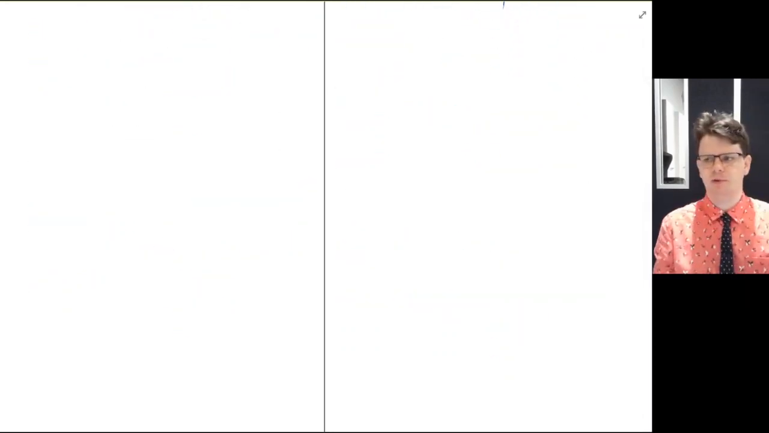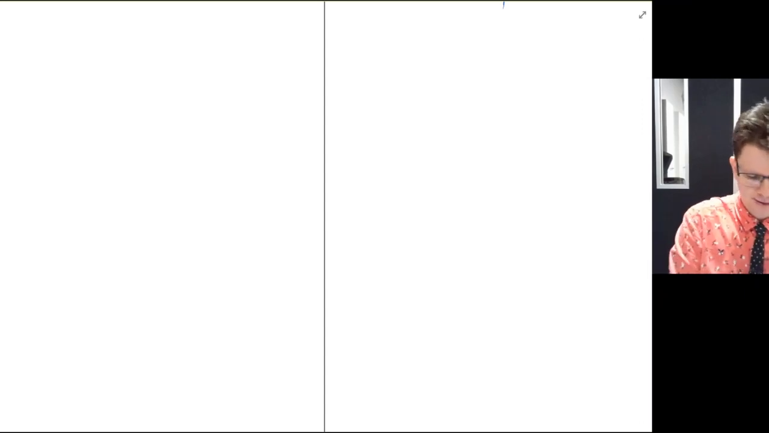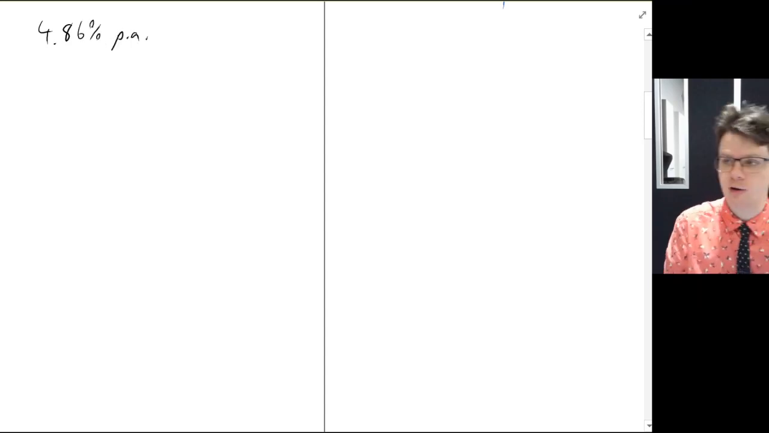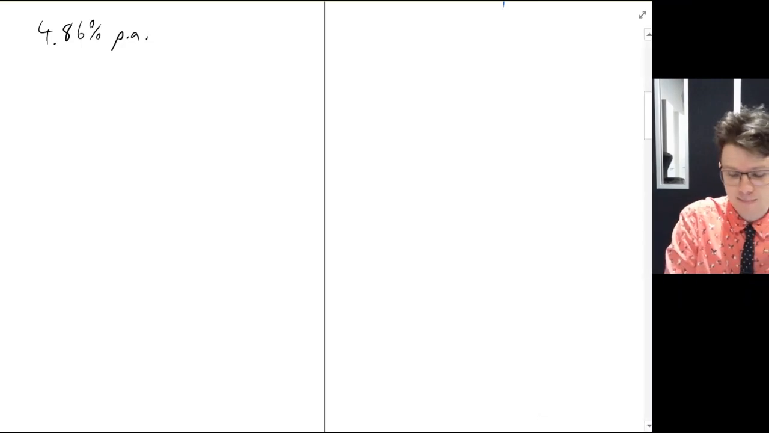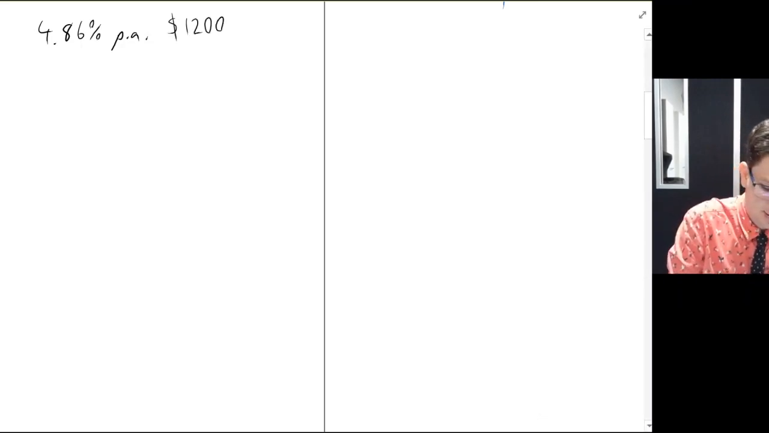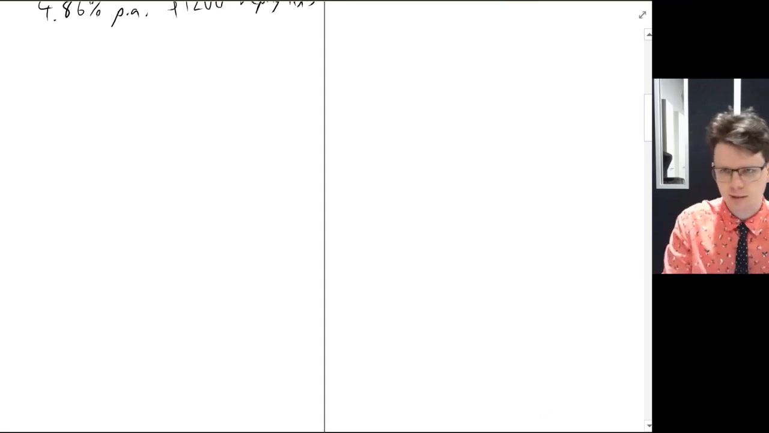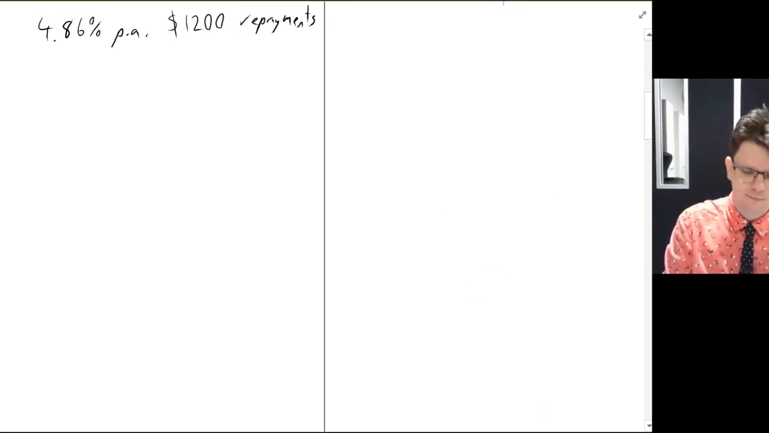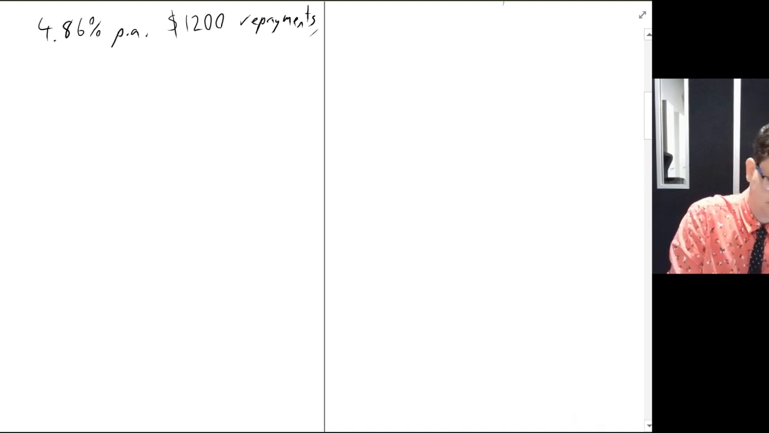So I'm going to write up a bit more of a complicated problem. I want us to have a look through. So let's imagine that we get a 4.86% per annum rate on my loan, with yearly payments of $1,200. So that's my repayments. So we're thinking annual.